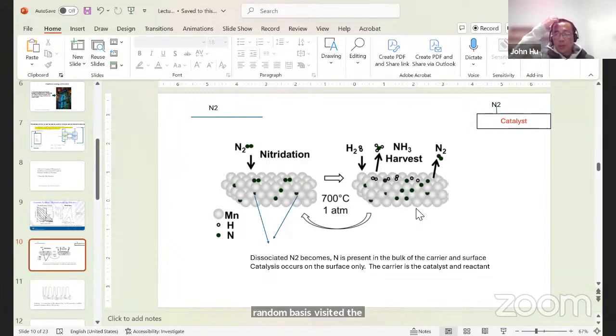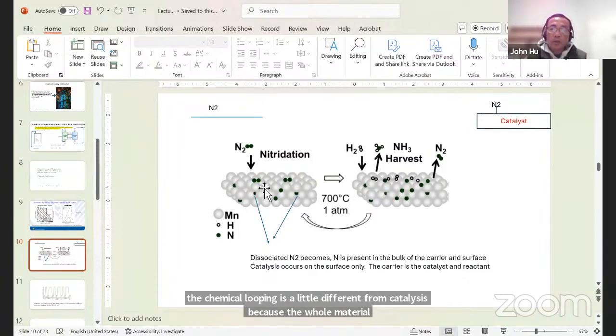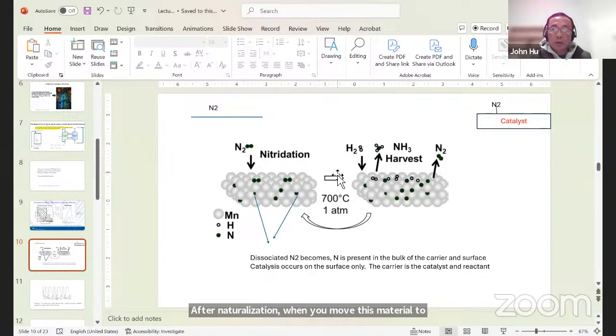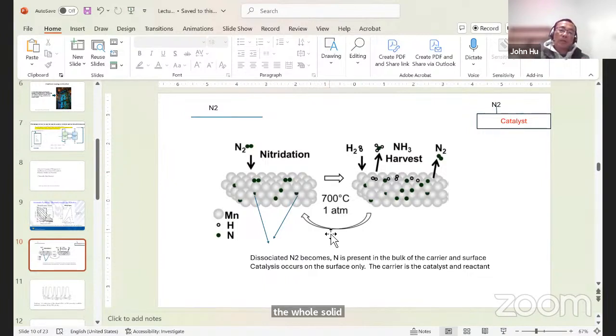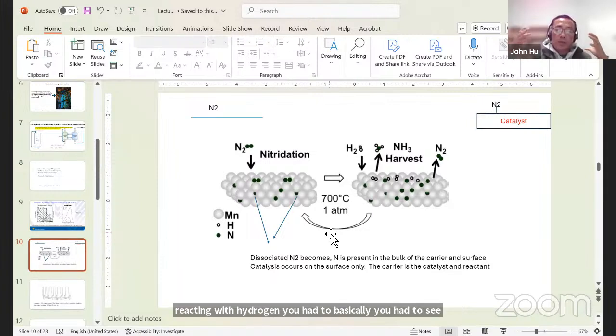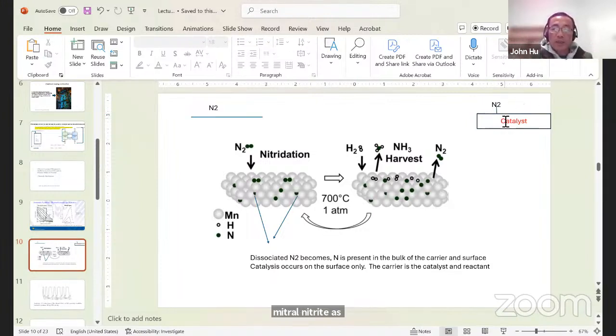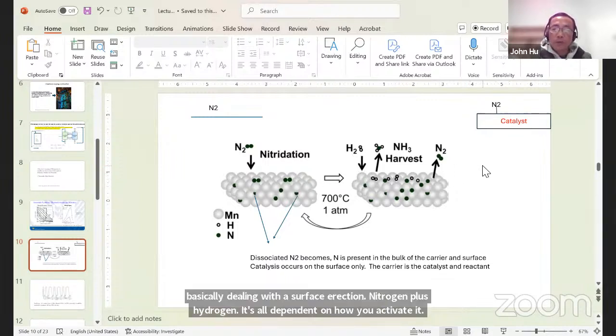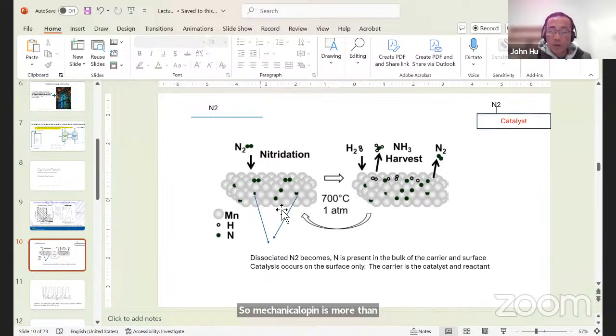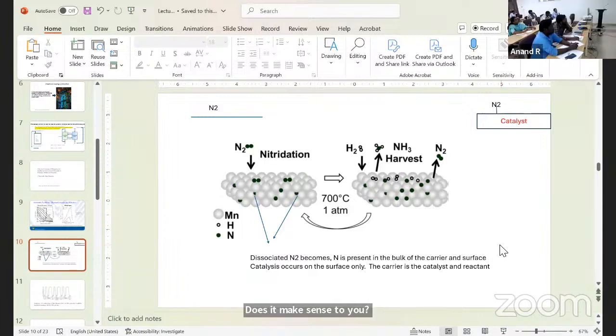So chemical looping is a little different from catalysis because after nitridation, when you move the material to another reactor, the whole solid reacts with hydrogen. You have to see the metal nitride as a whole, whereas in catalysis you're basically dealing with a surface reaction, nitrogen plus hydrogen. It all depends on how you activate it. So chemical looping is more than catalysis because the bulk of the material participates in the reaction. Any question? Does it make sense to you? Yes, sir. You got it.